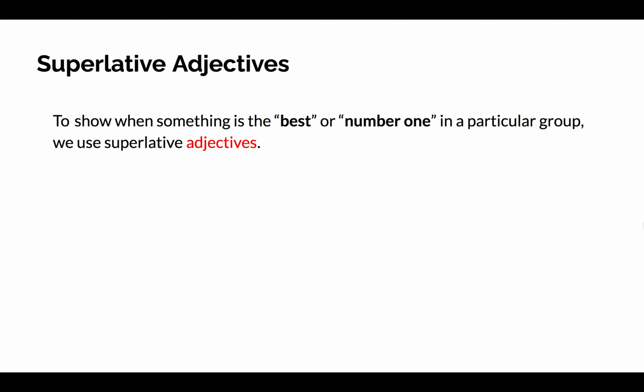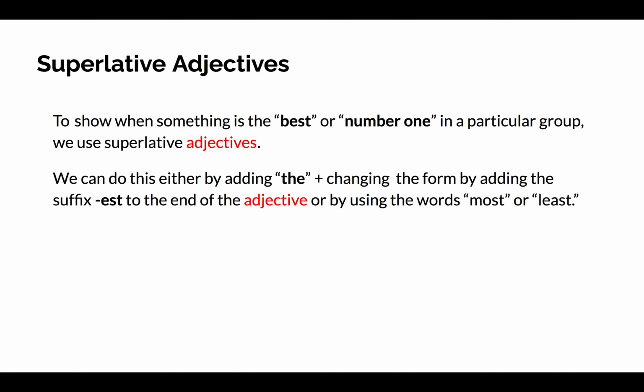Superlative adjectives. To show when something is the best or number one in a particular group, we use superlative adjectives. We can do this by either changing the form by adding the suffix est to the end of the adjective, or by using the words most or least. For example, Bob is the smartest student in the school. In this example, we see the followed by the adjective with the suffix est.